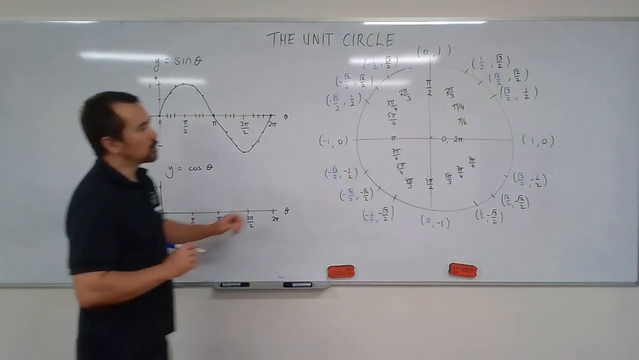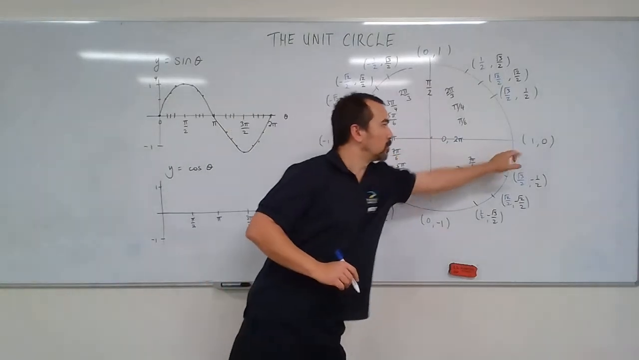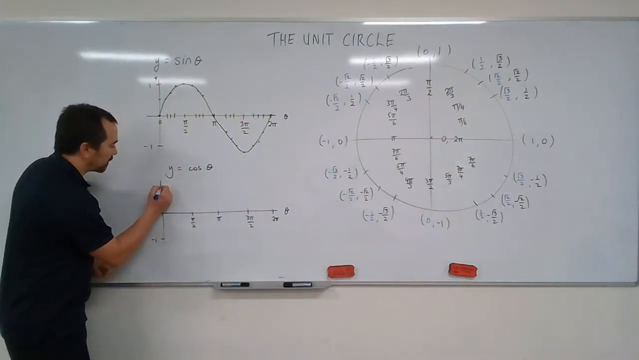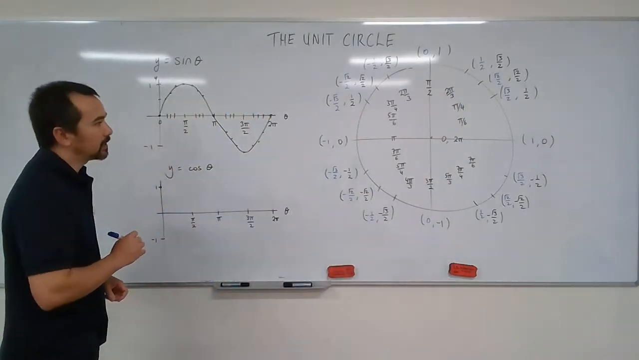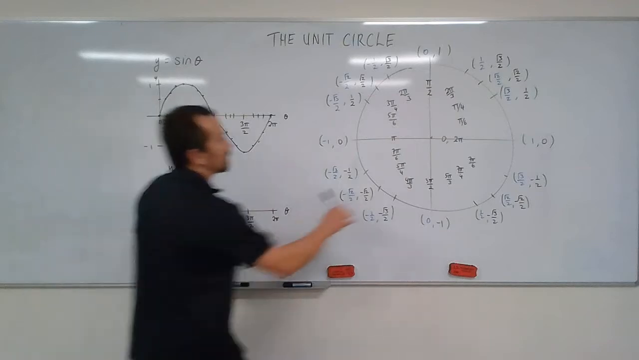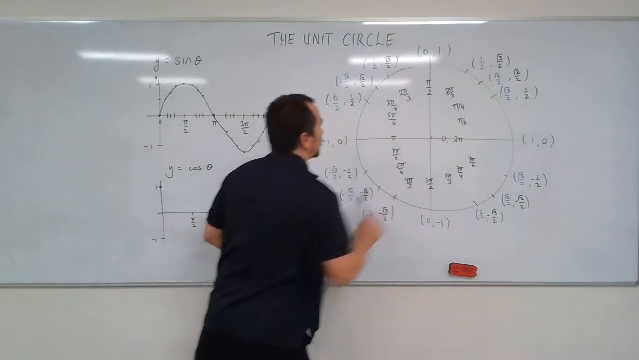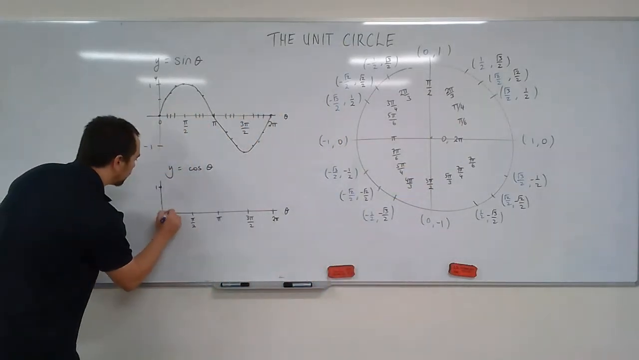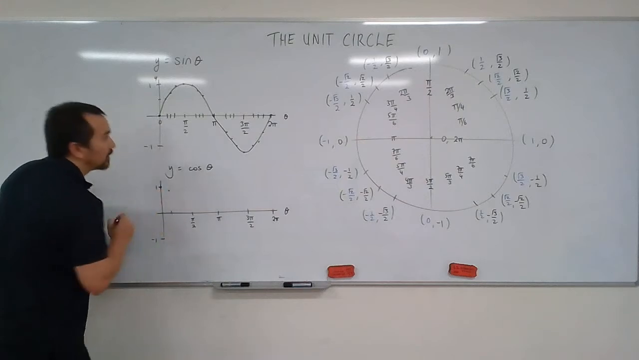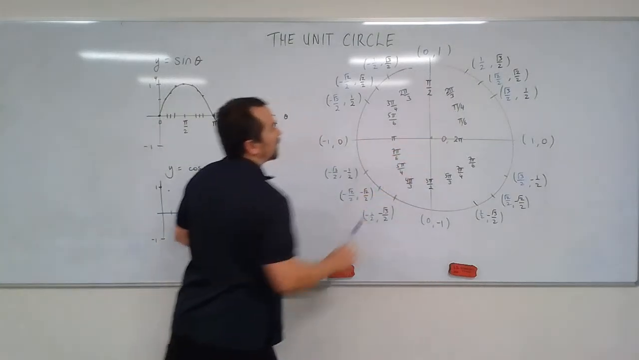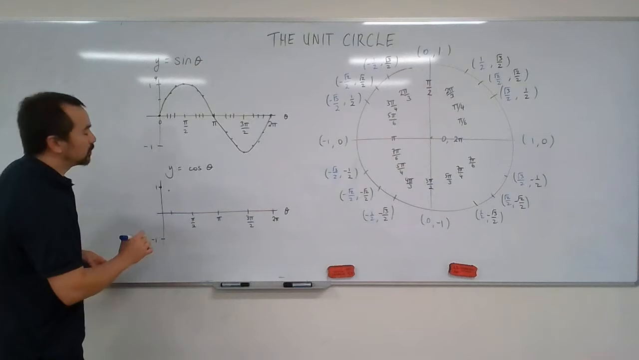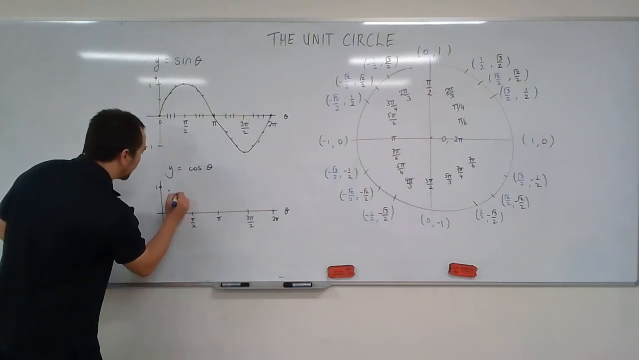Here we go. My first one is I need the cosine of 0 is 1. Now 1 is up here. I'm starting with a peak. Then I need the cosine of pi on 6 is root 3 on 2. Root 3 on 2 is up here. Then I need the cosine of pi on 4, which is root 2 on 2, which is about there.